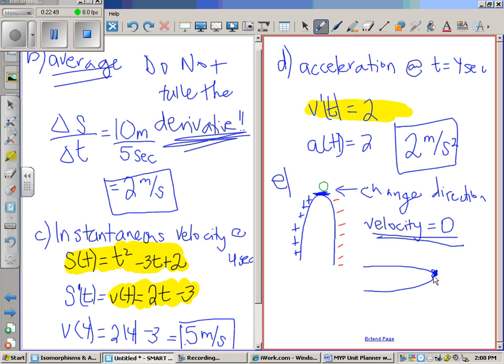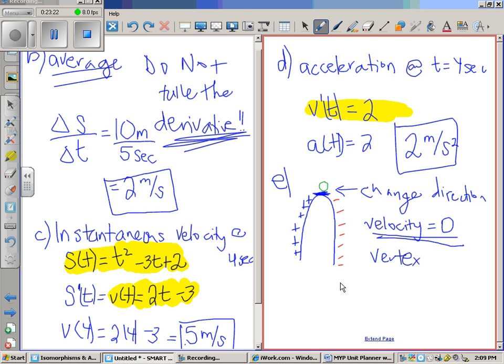If I'm driving and then I go the other way, my car actually stops momentarily. It has to stop because it then has to go the other way. So when my velocity is 0, that means I have changed direction. Also, what point is this on our parabola? It's our vertex. So we have these connections. The vertex of the parabola is where the velocity is 0, is where I change direction. All those things are pretty synonymous.